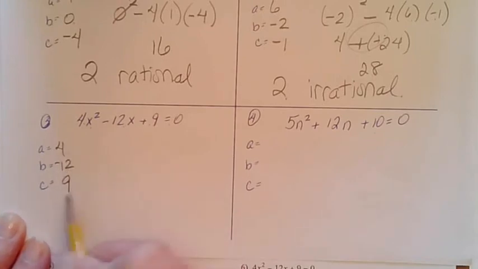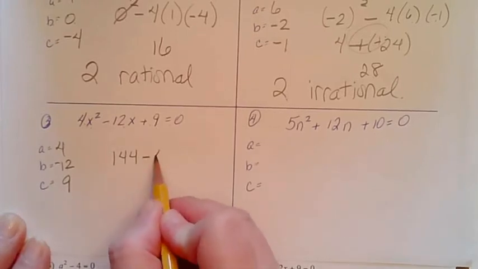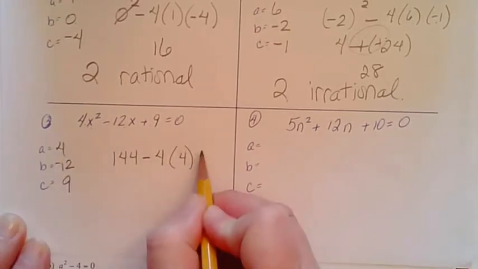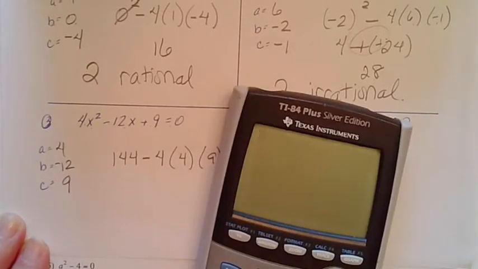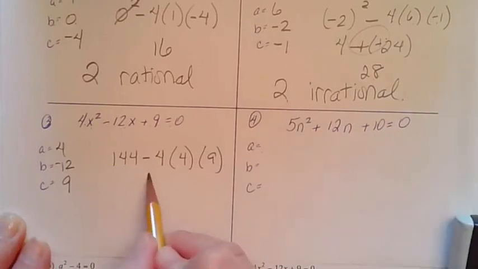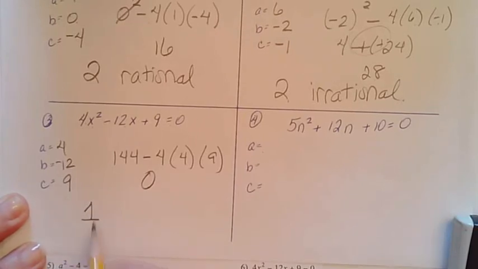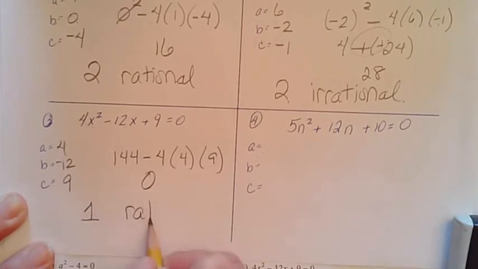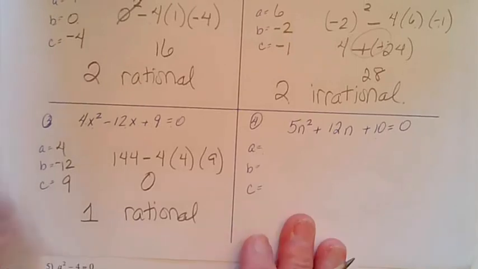So now we're going to do b squared, negative 12 squared, well that's 144. Minus 4 times a times c. Let's see, we're going to check this out. So we're going to do 144 minus 4 times a times c. That's 0. So there's 0. When I look up above, that 0 means that there's going to be one solution, and it is a rational number, meaning no radical in the answer. It's going to be some fraction or some whole number, some integer.